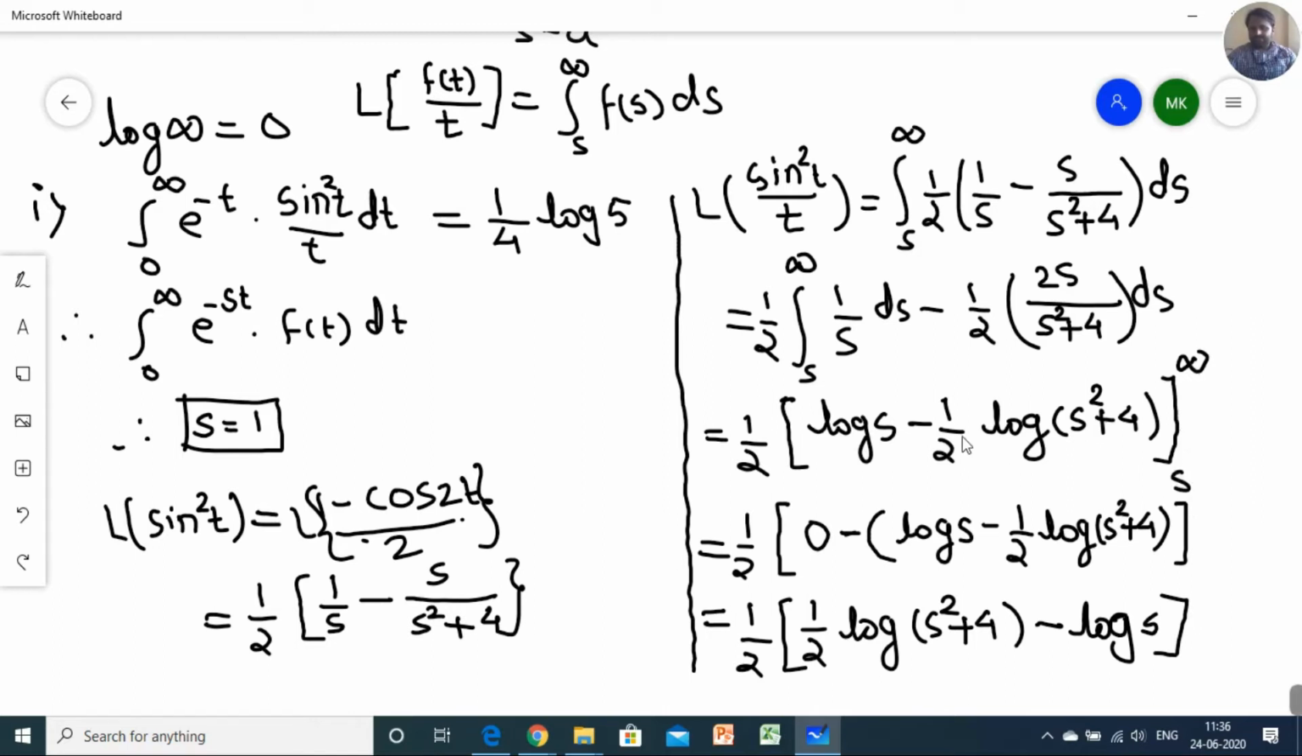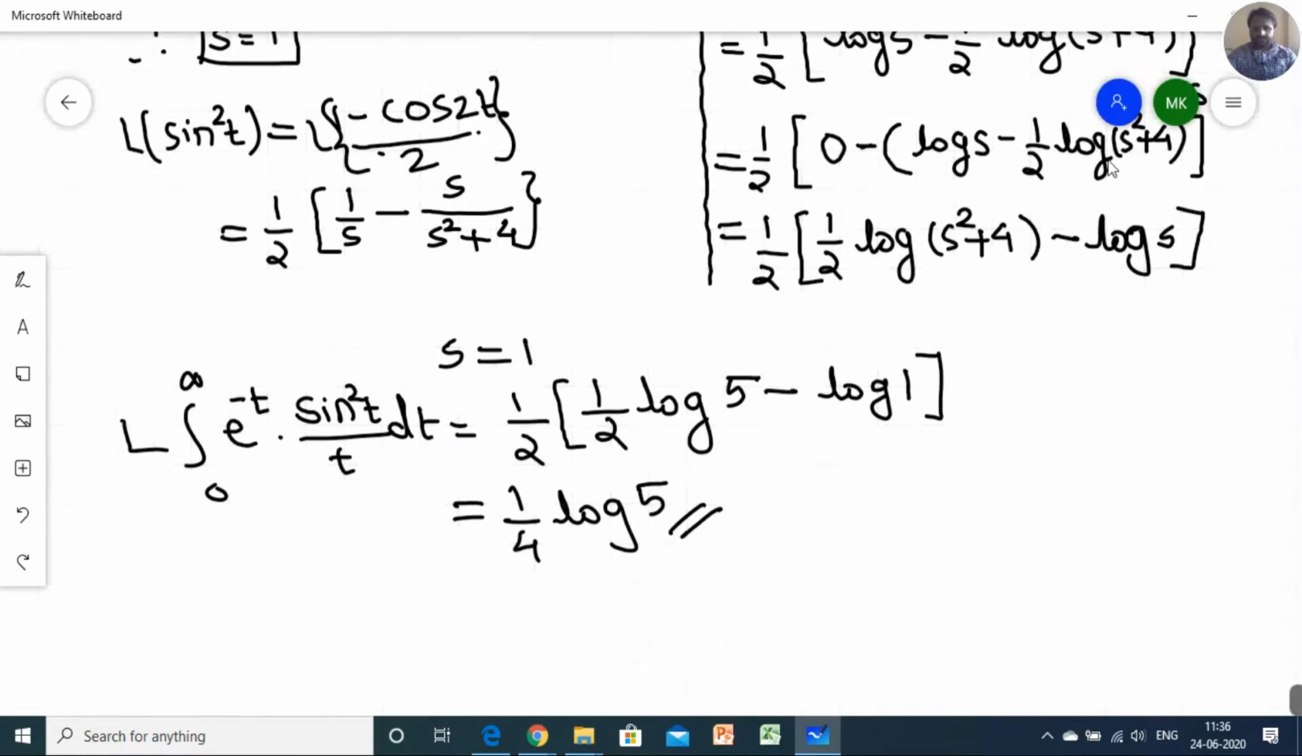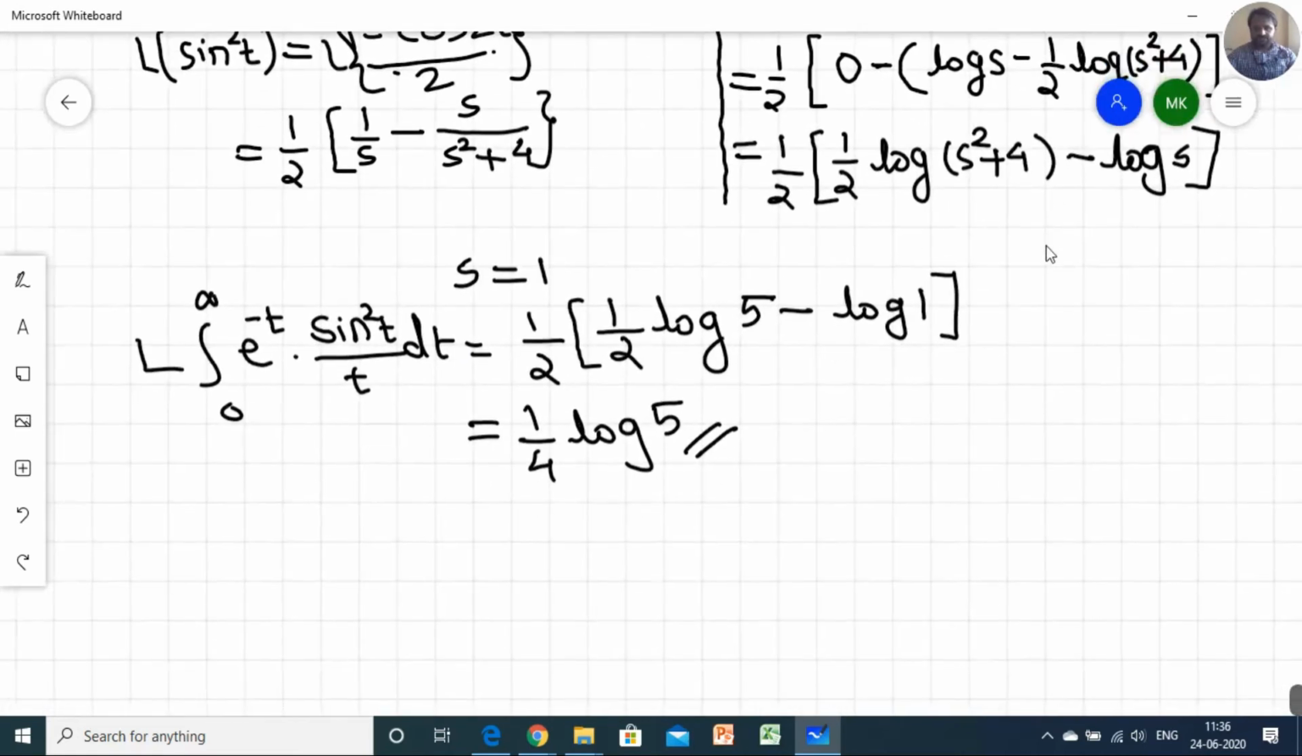Whenever the term log is present, always remember that the upper limit is by default 0. So upper limit is 0 minus, when I substitute the lower limit in place of s, the function is kept as it is, but while applying upper minus lower, the negative terms will be positive and the positive terms will be negative.